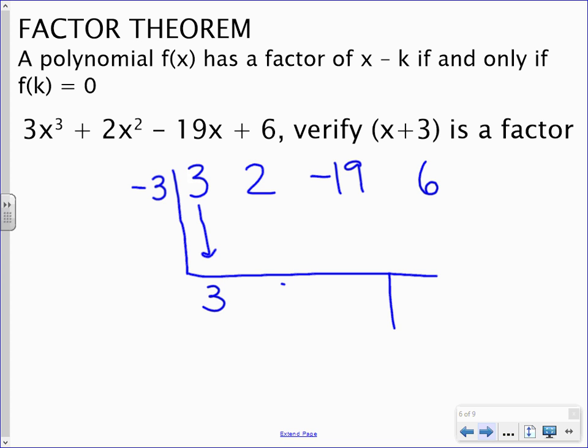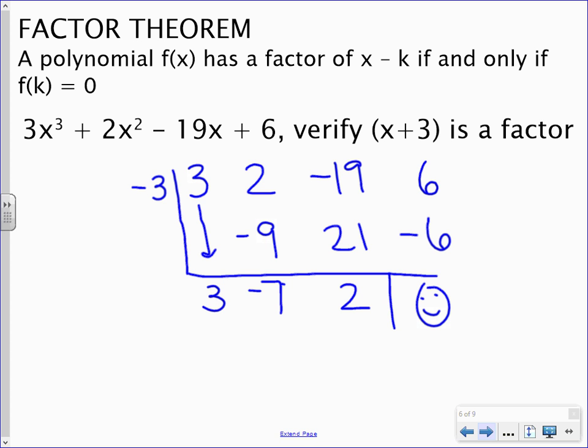All right, so is everyone okay here? Add to get negative 7, multiply to get 21, add to get 2, multiply to get negative 6. Our remainder is 0. Since there is a remainder of 0 when we divide by x plus 3, then we know x plus 3 is a factor. If our divisor divides evenly, it is a factor. If there's a remainder, it is not a factor. Okay?